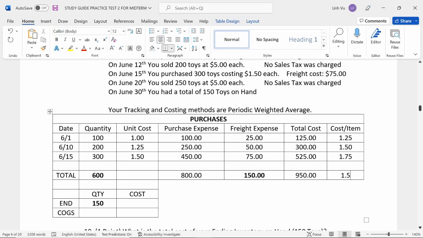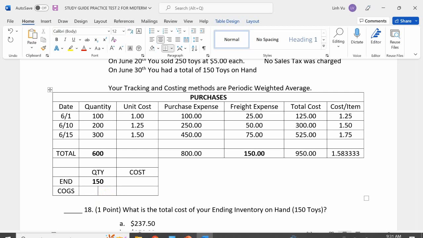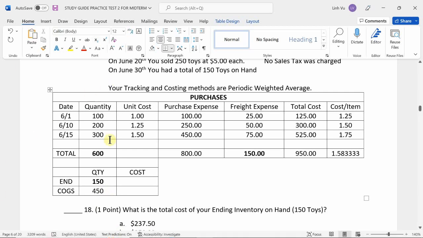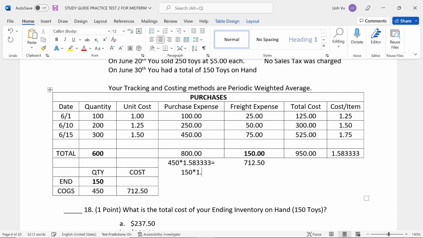I got 1.5833. So that means every item that I sell is going to cost me $1.583333. Right? So if I have 150 left remaining and I sold 450 units, then let's calculate it. What is 450 times $1.583333? $712.50. And then same thing, if I want to solve it this way, what's 150 times 1.583333? $237.50.